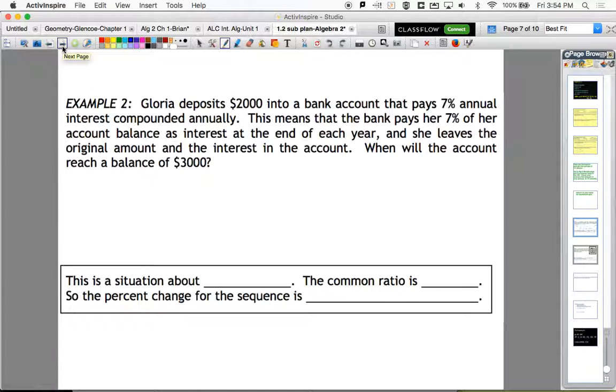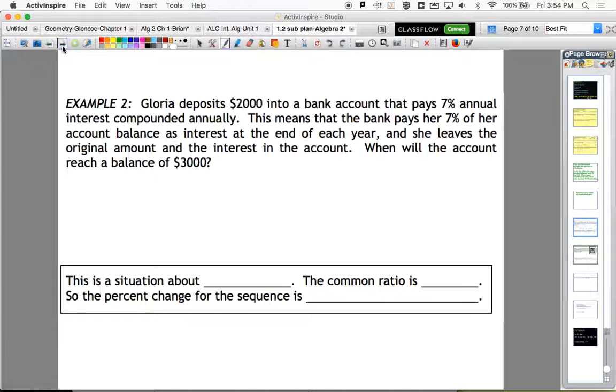Example number 2, Gloria deposits $2,000 into a bank that pays 7% annual interest compounded annually. This means that the bank pays her 7% of her account balance as interest at the end of each year, and she leaves the original amount and the interest in the account. When will the account reach a balance of $3,000?